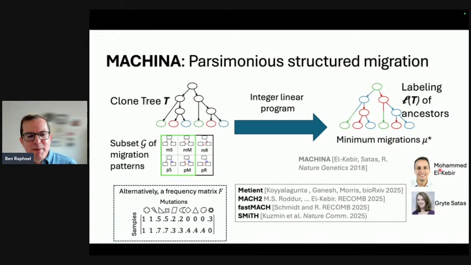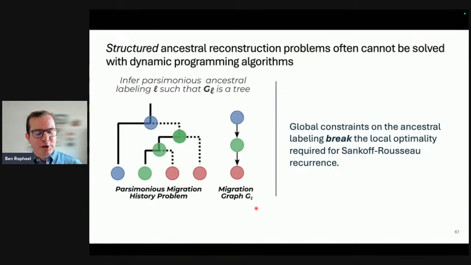One of them is from Muhammad Al-Kabir, who was my former postdoc on the original MACHINA paper and has something he calls Mach2. And we created one that we call Fast MACH with a graduate student, Henry Schmidt. I wanted to show you this problem and how we thought about it in this new way. So we went back to the original recurrence for computing the minimum migrations. This recurrence really is very simple. You percolate labels up the tree, you find the minimum number at the top, and then you percolate those labels back down if you want to find the ancestral labeling.